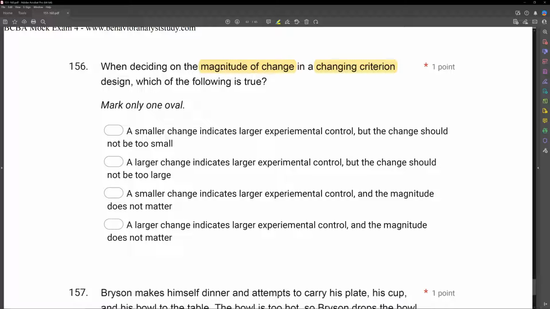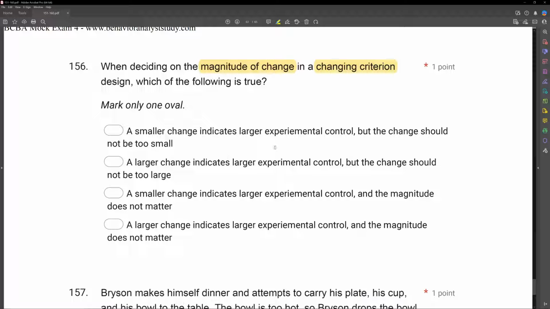Well, what they're meaning is from step to step, how much are you increasing or decreasing the requirement, right? If your first step is run 5 minutes, and then your next step is run 10 minutes, your magnitude of change is going to be that 5-minute change. That's what they're saying. So which of the following is true about the magnitude of change in design?